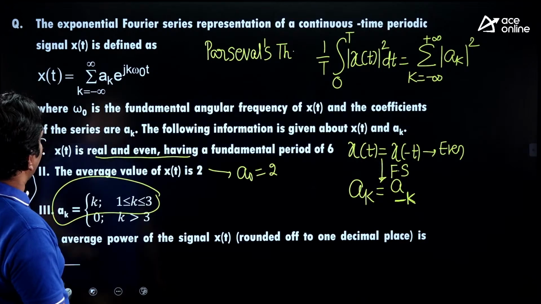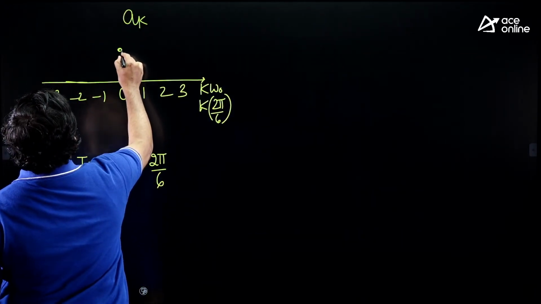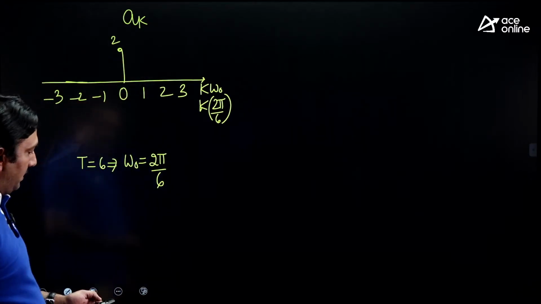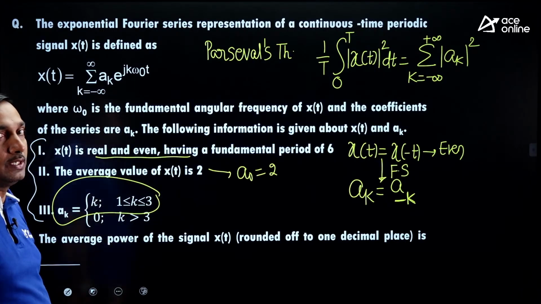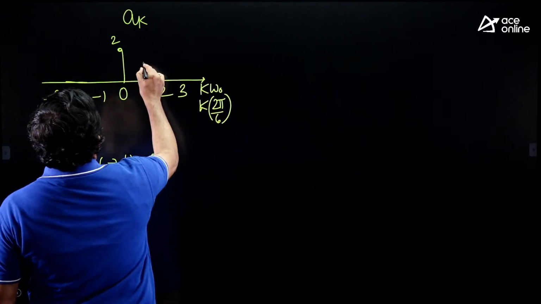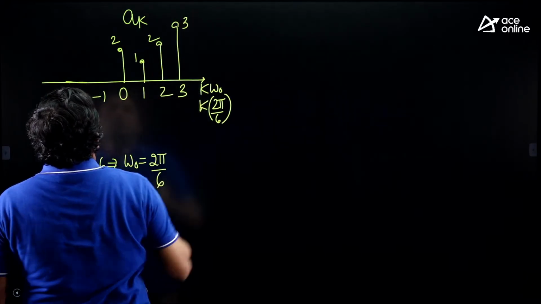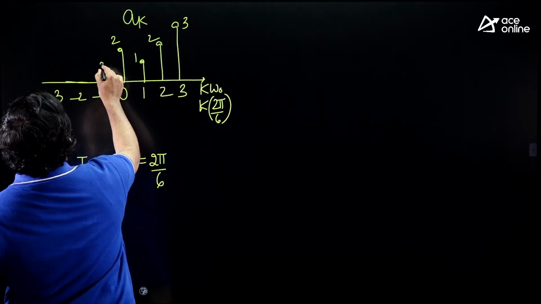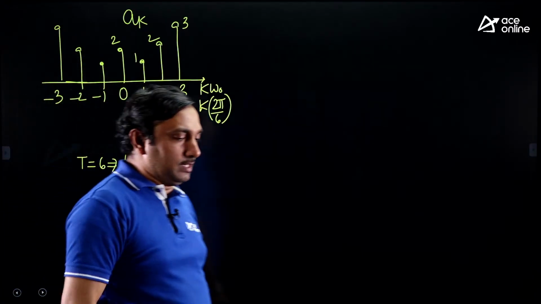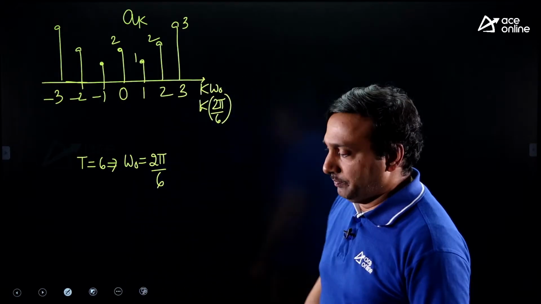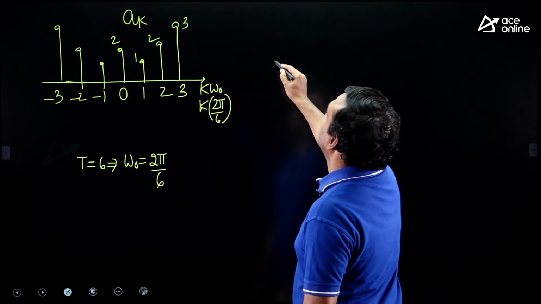From the second point, what is the average value mentioned? a naught value 2. From the last point, that is the third point, what is a k mentioned? a k is mentioned as k, general form 1, 2, 3. 1 here, 2 here, 3 here. But we observed in the first point a k equals a minus k. Now we got the complete Fourier series spectrum. In this example, it varies from minus 3 to plus 3.